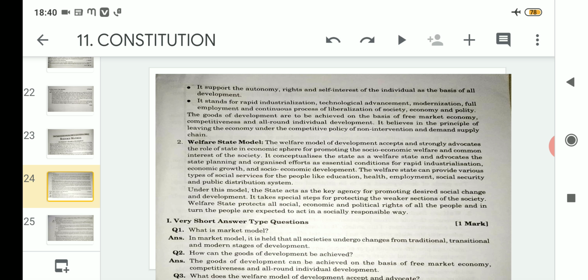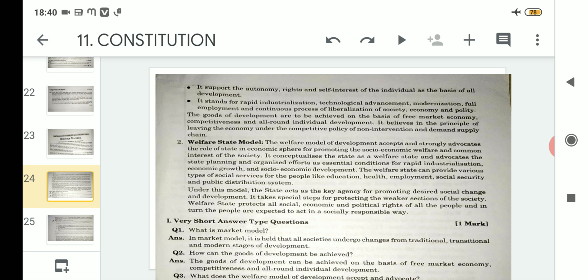And in return, the welfare state model wants all the people, that if the social, economic and political rights of the people are protected by the welfare state model, then in return this model also wants that people also should act in a responsible manner.